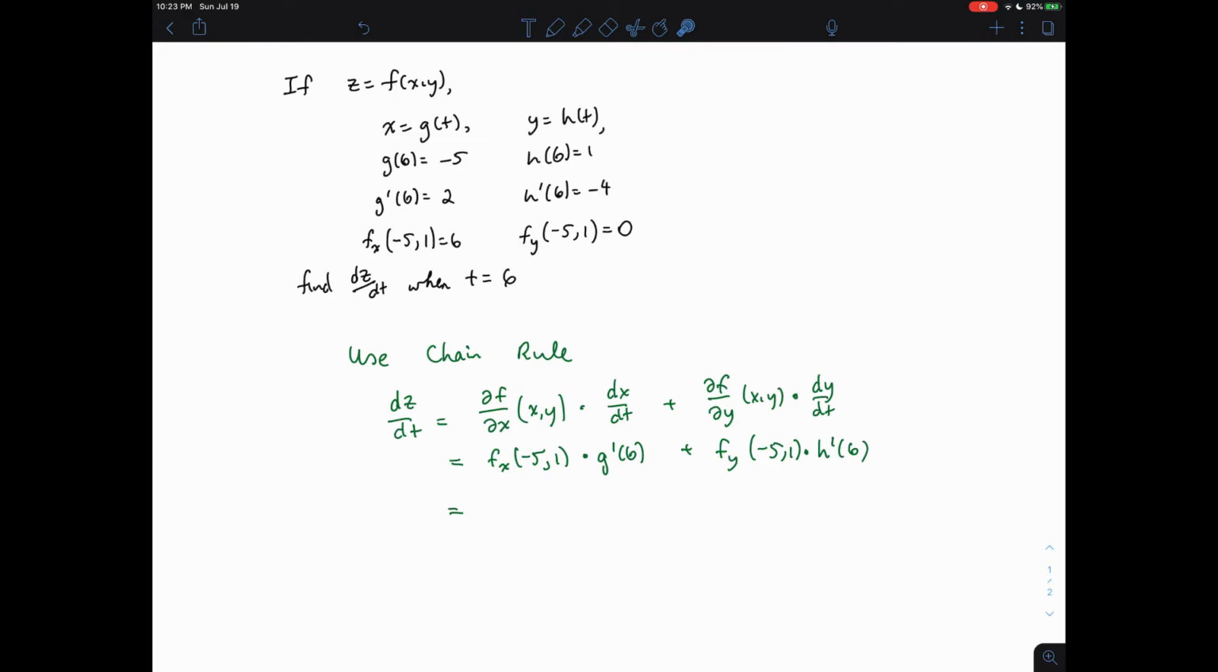According to our given data, fx of minus 5, 1 is 6, g prime of 6 is 2, fy of minus 5, 1 is 0, and h prime of 6 is minus 4, and this comes out to 12.